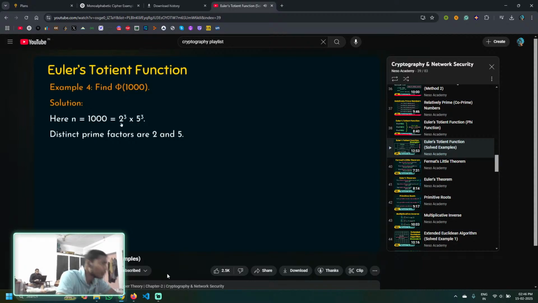So how many distinct prime factors do we have? One is 2 and the other one is 5. So the distinct prime factors are 2 and 5. So here we have two different prime numbers. So we are taking the formula like this: phi of n is equal to n into 1 minus 1 by p1 into 1 minus 1 by p2.